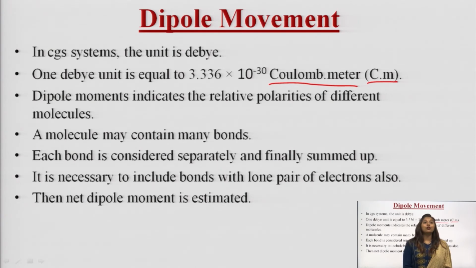It is necessary to include bonds with lone pairs of electrons also. ओके, इसमें ज़रूरी क्या है कि हमको बॉन्ड्स को भी इंक्लूड करना है जिसमें उनके साथ के लोन पेयर्स भी होने चाहिए. ठीक है, एंड देन उसके बाद ही हम कैलकुलेट कर पाएंगे नेट डाइपोल मोमेंट. ओके, जब हम इसमें जितने भी बॉन्ड्स हैं विद देयर लोन पेयर ऑफ इलेक्ट्रॉन्स उनको भी ले लेंगे. ठीक है, सारे बॉन्ड्स को ले लेंगे, उन सबको समड अप कर लेंगे, देन ओनली वी कैन आइडेंटिफाई और वी कैन एस्टिमेट द डाइपोल मोमेंट, net dipole moment of a particular compound.